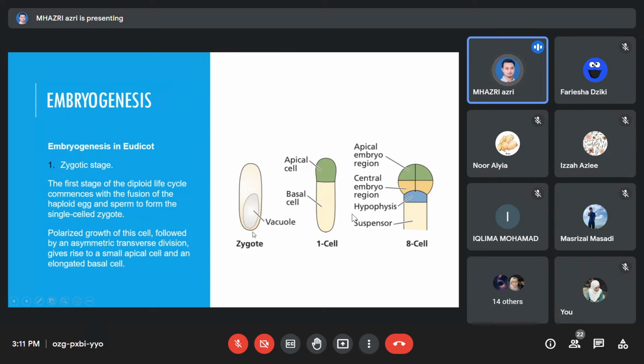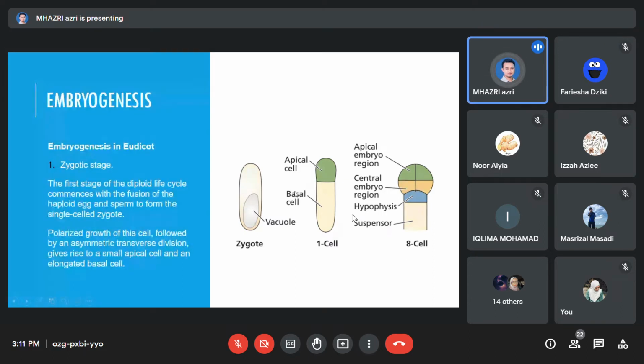The first one is zygotes, and then these zygotes will be differentiated growth, polarized growth, and produce asymmetric transverse divisions and giving rise to apical cells and also basal cells. Okay, later the apical cells will form tubular, whereas the basals will produce suspension. Okay, so kalau macam dekat haiwan macam kita, suspension ni macam umbilical cord.